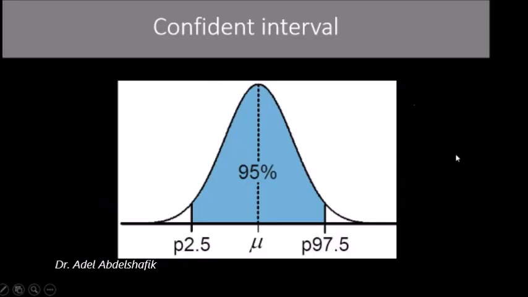Now, what is the 95% confidence interval? It means that we are sure that this value is correct, and our confidence in this belief is 95%. Let's understand what that is.